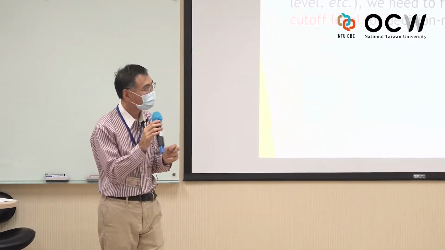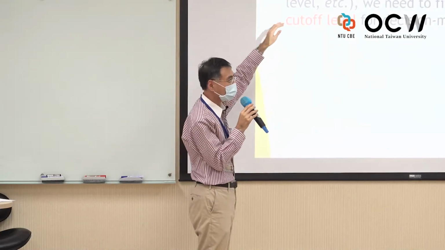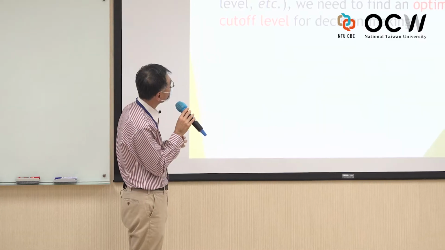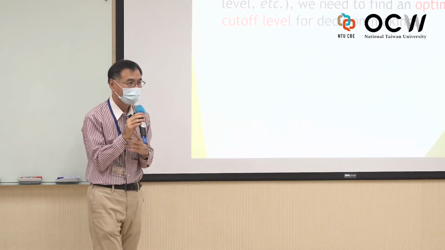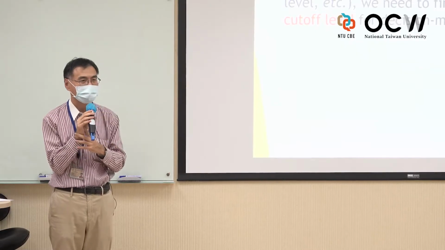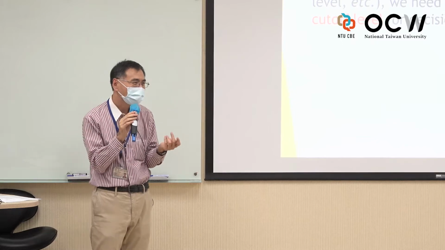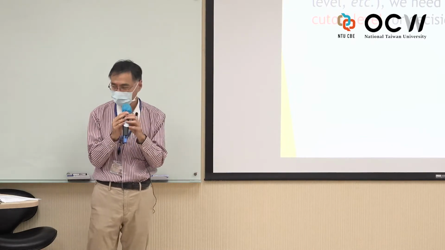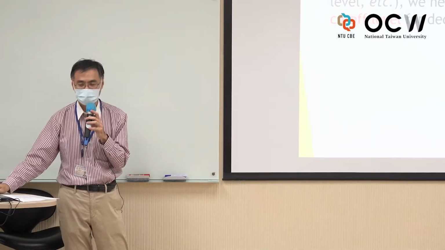Okay. But what if the outcome is a continuous test result, like blood pressure, systolic or diastolic, or glucose level in the blood? Then we need to find an optimal cutoff level for decision making. If the outcome is a continuous one, then we might need to find the cutoff point, like the definition of obesity. Why is it 30, right? Or 25 for overweight? Those are the cutoff points for a continuous variable. We need to use them for decision making.